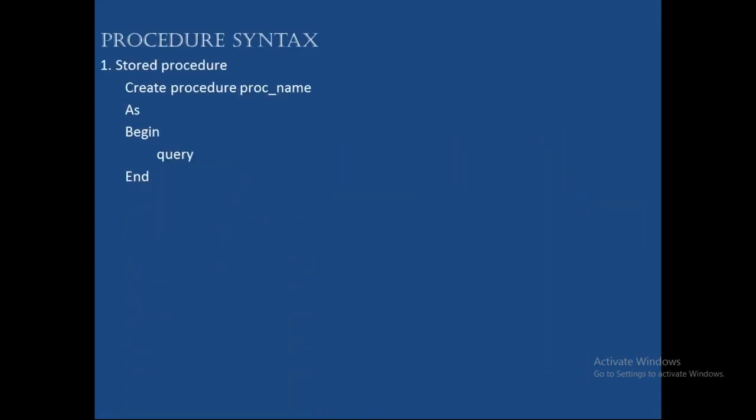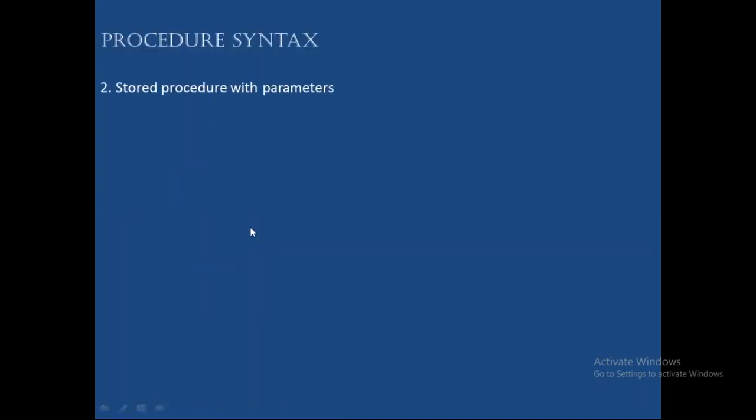Okay, stored procedure. See, this is the syntax. Create procedure, procedure name as begin, and this is the query. Example, you see, create proc cust underscore sp as begin, select star from cust. Whenever I execute this stored procedure, it is going to give the result of this query. Okay, this is the normal stored procedure.